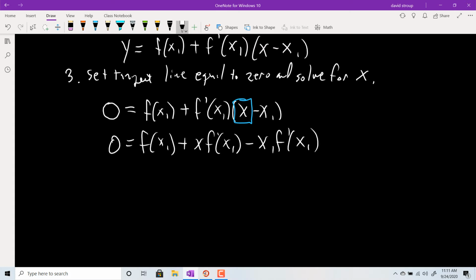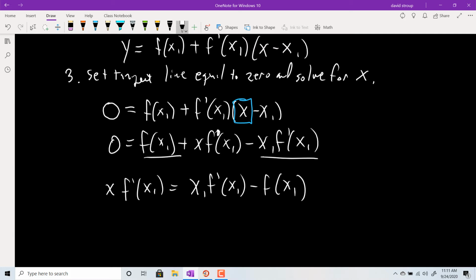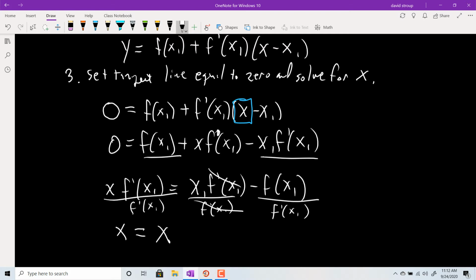Then I'm going to move this term and this term to the other side and flip-flop sides. Should be f prime there, if that's not clear. Divide by f prime of x1. And in the first term, the f prime of x1s will cancel. I'll have x1, then minus f of x1 all over f prime of x1.